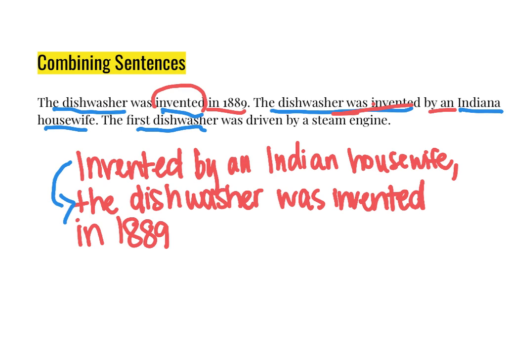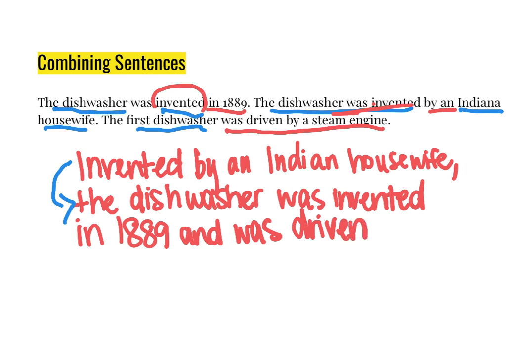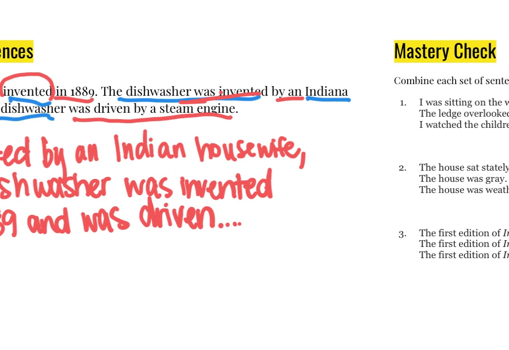And what are we missing? It was driven by a steam engine. Okay, and driven by a steam engine. Okay? There's several different ways you could have combined these. You could have used having or being driven by a steam engine, the first dishwasher, and so on. So just kind of work with it and figure out what works best for you.